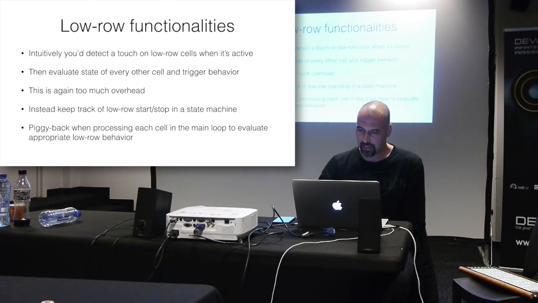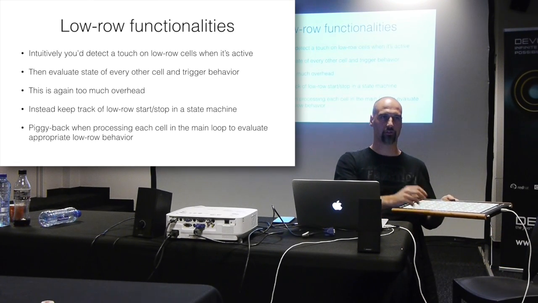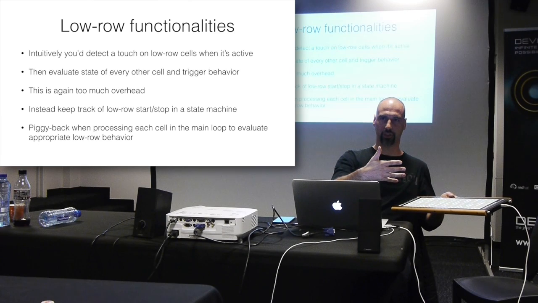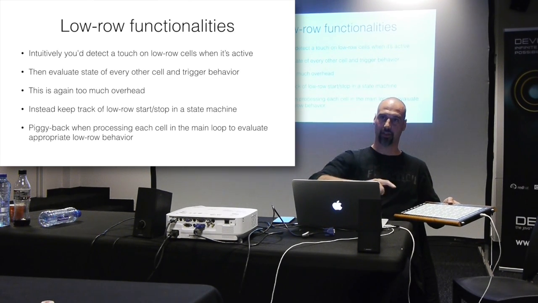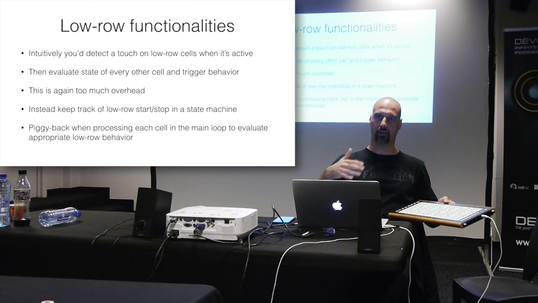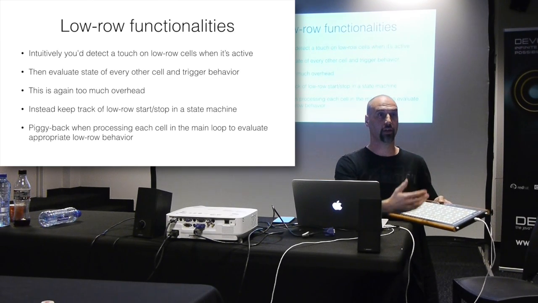So the way that is implemented is that whenever a low row hit is going on, it's just going to mark this particular state as entered in a state machine. And then it's going to piggyback off the scanning of the other cells, and each cell is always going to query: what's the low row state at this point in time? And if the low row state applies to it, then it's going to play another note.